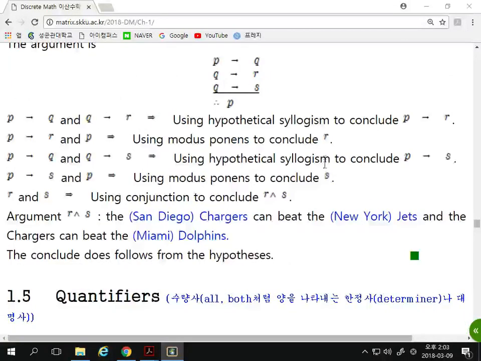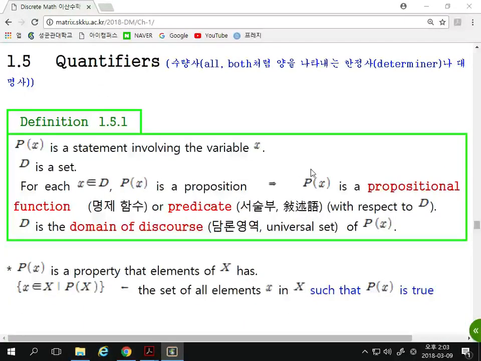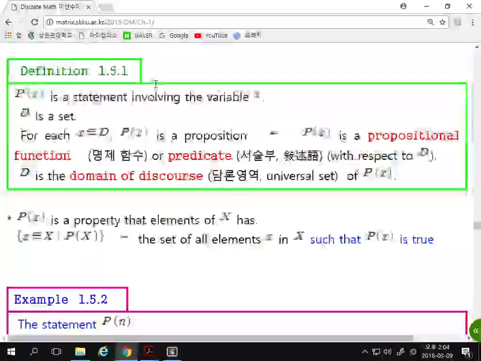Okay, we have covered up to section 1.4. Now, we will cover the last two sections of chapter 1, quantifiers and nested quantifiers. What does quantifier mean? 수량사. Or, both처럼 양을 나타내는 이 한정사나 대명사를 이 quantifier라고 합니다. Okay, quantifier.